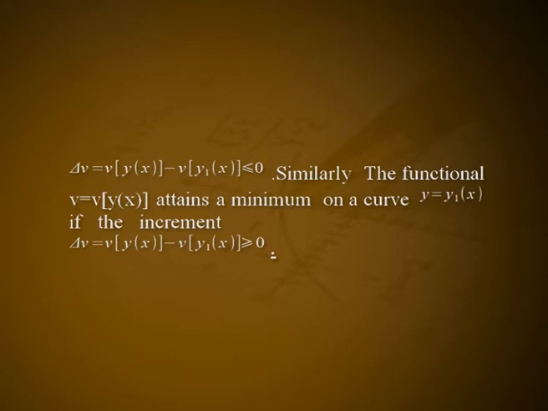Similarly, the functional v = v[y(x)] attains a minimum on a curve y = y1(x) if the increment delta v = v[y(x)] minus v[y1(x)] is greater than or equal to 0.